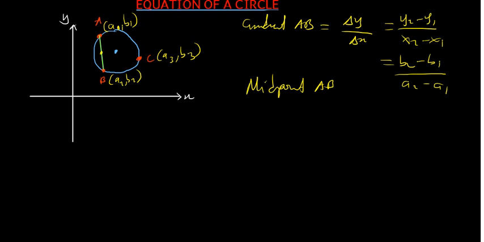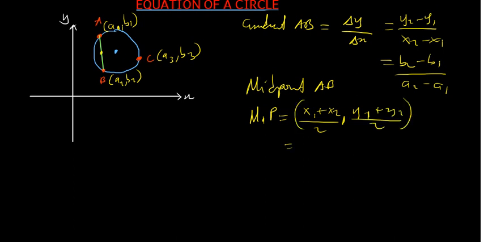Now how do we find the midpoint? The midpoint is given by (x1 plus x2) divided by 2, comma, (y1 plus y2) also divided by 2. So our x1 is a1, our x2 is a2, our y1 is b1, our y2 is b2, and then we divide that by 2. So this is going to give us a midpoint. This will give us this point here. Let's call it the point P.